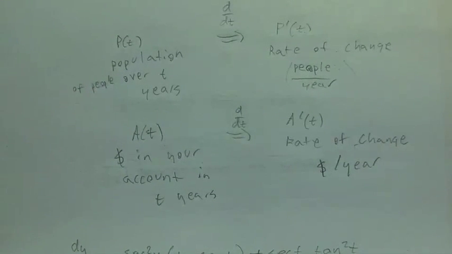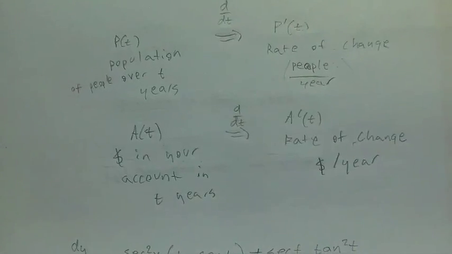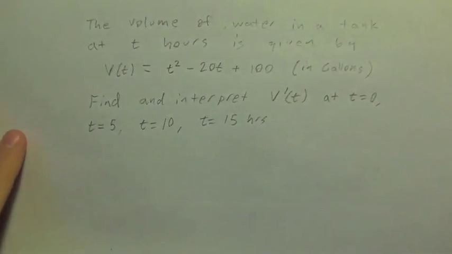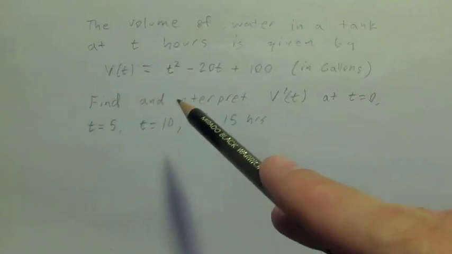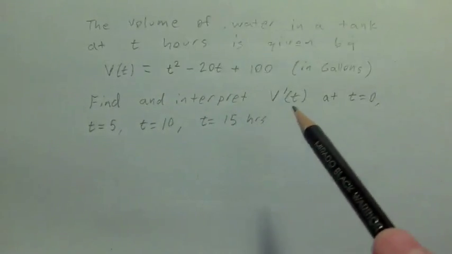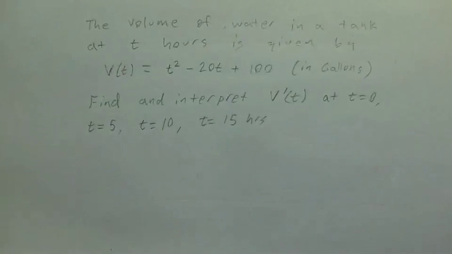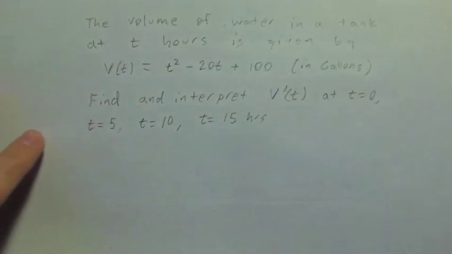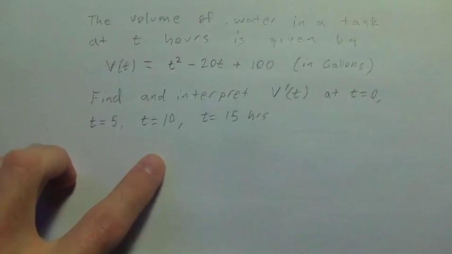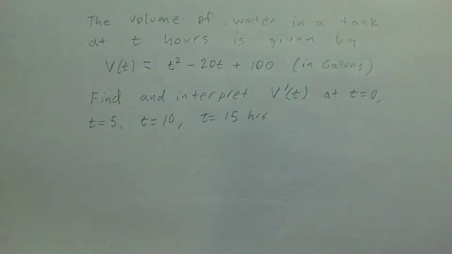Okay, so let's look at an example where it's not position and velocity, it's something else. Let's say that the volume of water in a tank at t hours is given by this function here, v of t equals t squared minus 20t plus 100. So this is giving us the volume of water in gallons at t hours. Okay, and so we want to find and interpret v prime of t at t equals 0, t equals 5, t equals 10, and t equals 15 hours. Okay, and see what's going on.